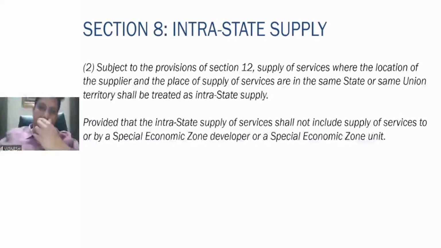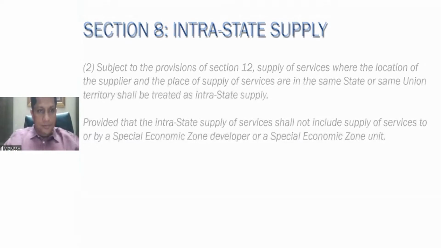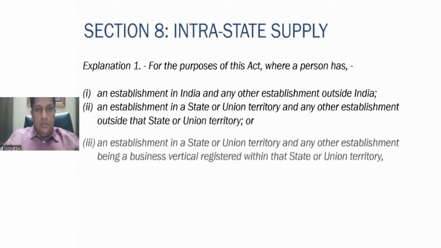So in this particular situation, where the location of the supplier and the place of supply are in the same state, it is an intra-state supply. Again, a similar provision is given here: an intra-state supply of services shall not include the supply of services to or by a special economic zone developer or a special economic zone unit. So I hope this is also clear.